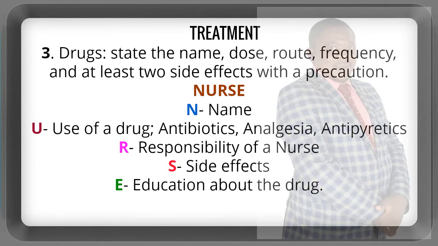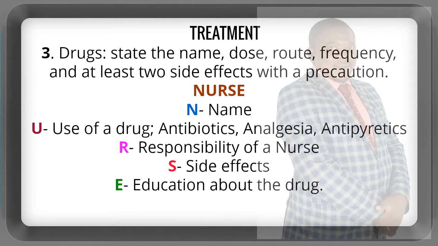So R is for responsibility of a nurse, which centers around educating the patient about side effects and what to note. Then S is for side effects. It's important you also note some side effects as you are writing about a drug profile. So write about the side effects. Please, it should not just be nausea and vomiting. It is important to know some side effects that are peculiar to that drug other than nausea and vomiting.